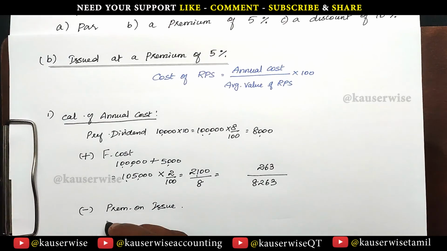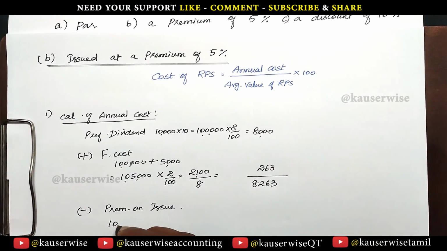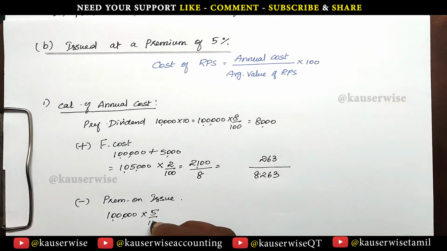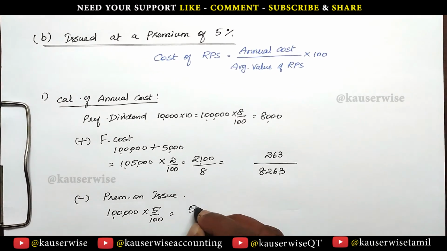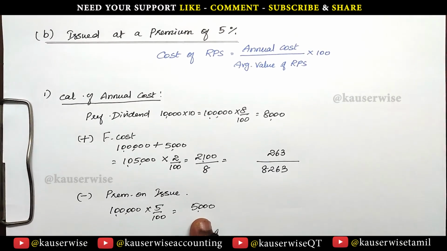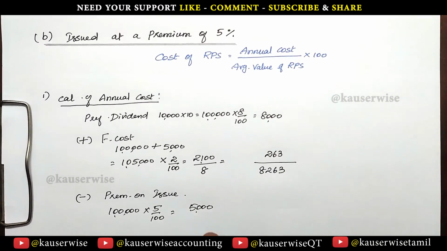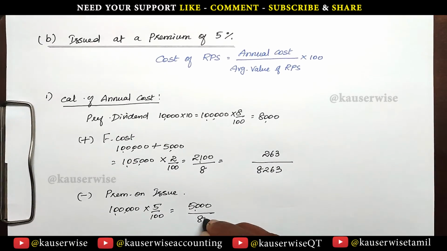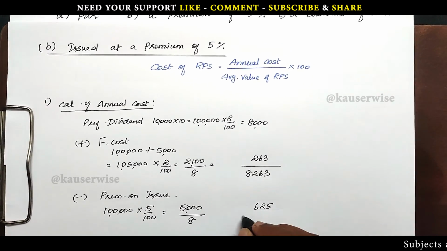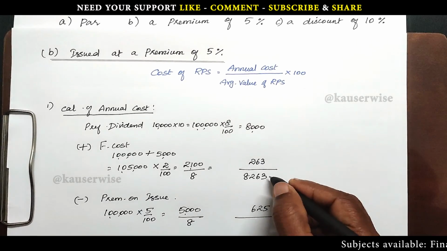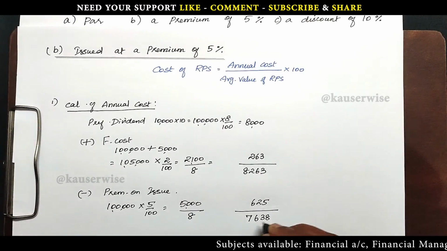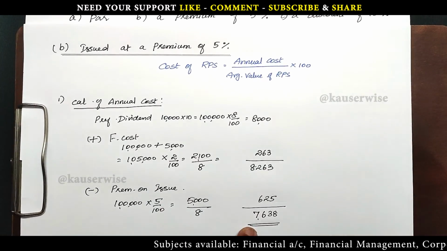So how much premium? 5%. So 1 lakh face value into 5% premium, 5,000. This is the total premium, that is the gain for the company. You have to calculate this per annum, so divided by 8. The answer is 625. Just subtract this amount from this value. You will be getting 7,638. So this is the annual cost.